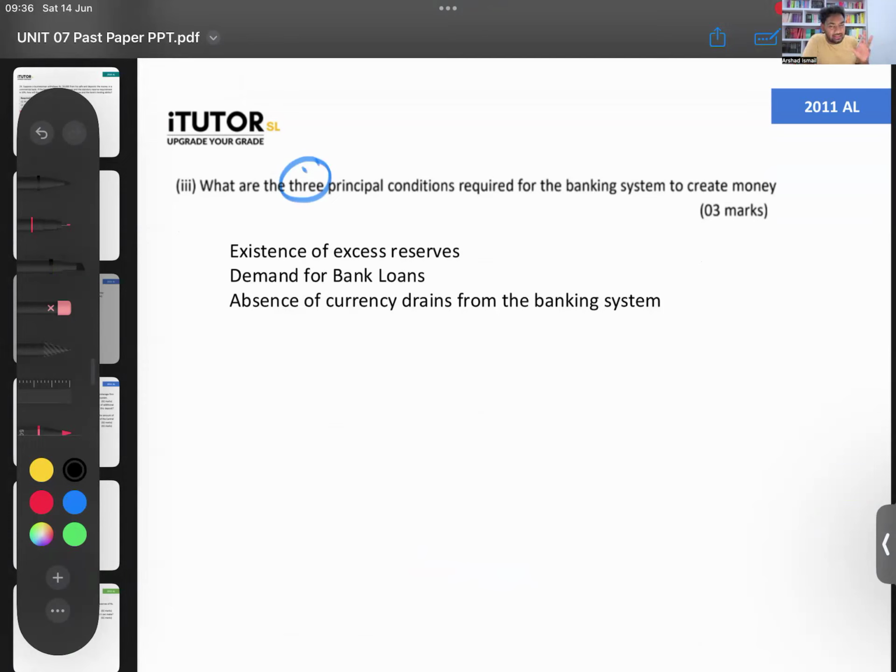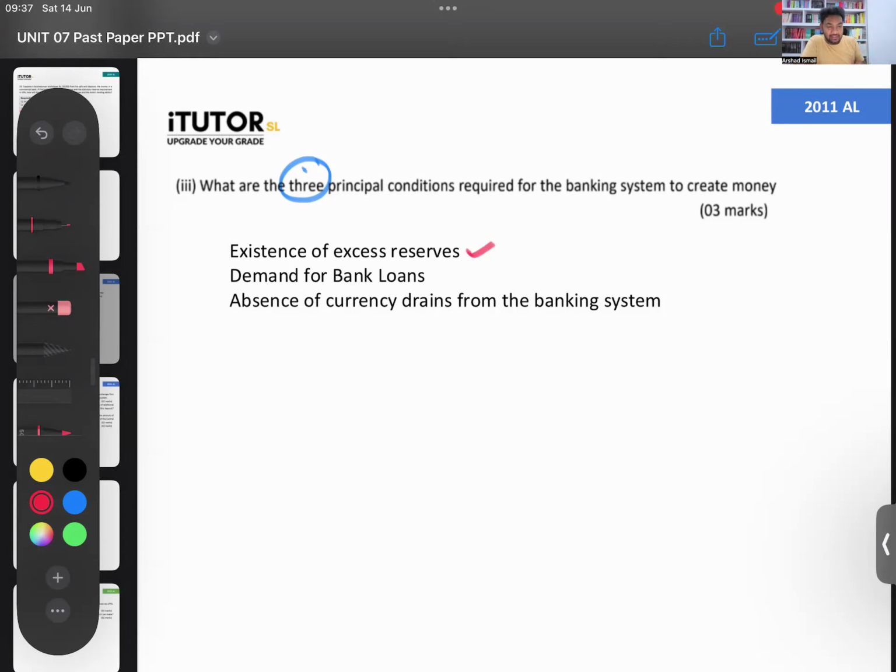One is that banks have to have excess reserves. If there are no excess reserves, they can't give out anything as loans. So that is a definite condition. For the bank to have excess reserves, someone has to come and deposit money. If there are no deposits, then there are no excess reserves. So the first one is that banks have to have excess reserves. Only then can they give those as loans, and then there will be credit creation.